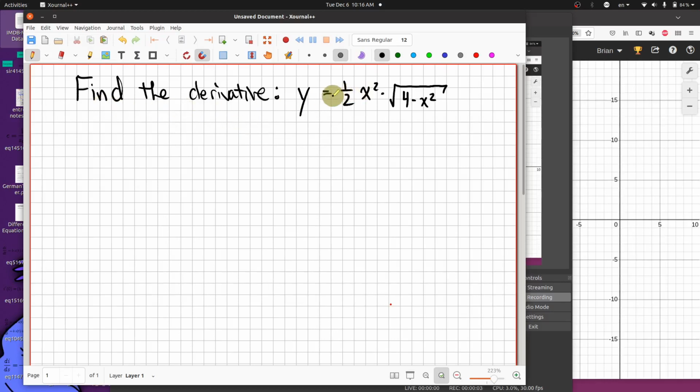Suppose I'm given this function, y equals 1/2 x squared times the square root of 4 minus x squared, and I want to find the derivative. Well, let's break down this function. Let's first consider a couple places where this might behave in a noteworthy or special way.